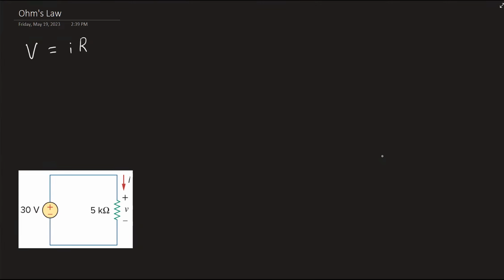We can take a look at an example right here. So we can say here we've got 30 volts, a 5 kilo ohm resistor, and a voltage V across it. Now, according to Ohm's law, V equals IR. Here we can see that V is 30 volts, so we can just say 30 equals I times, here R is 5 times 10 to the third because of the kilo ohms. So then we can just solve for I equals 30 over 5,000 amps.